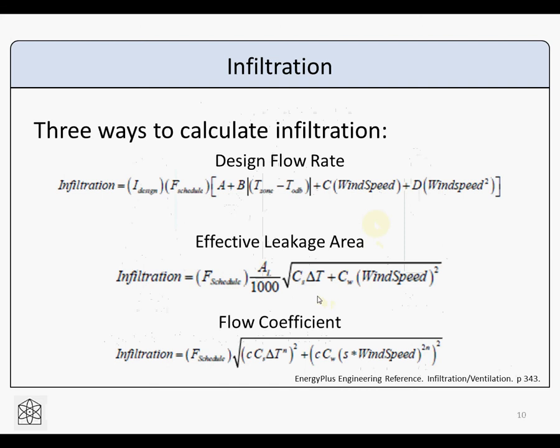EnergyPlus handles this in three different ways, and you can pick which one you want to use. For this class, I don't have a strong preference for which one you use. The first is just a design flow rate, so you'll have some sort of schedule for the infiltration and some known value. There are also parameters here, pre-programmed default parameter values A, B, C, D, correlated to the temperature difference and the wind speed. Another one you can use is effective leakage area, which says that for a certain amount of wall area, there is this amount of holes. And you can use, again, your temperature differential and your wind speed with known coefficients and some schedule, and that will give you your infiltration.